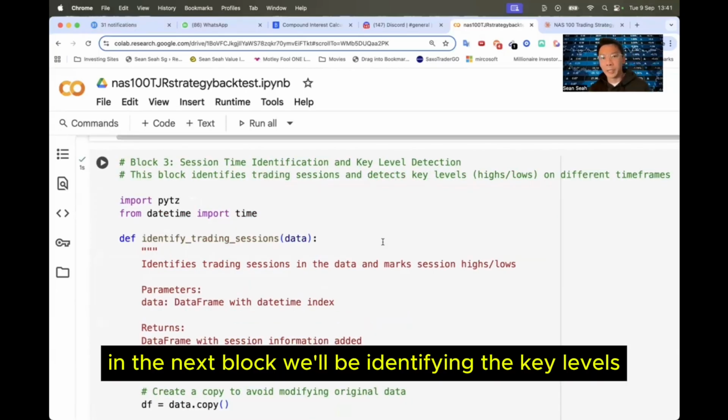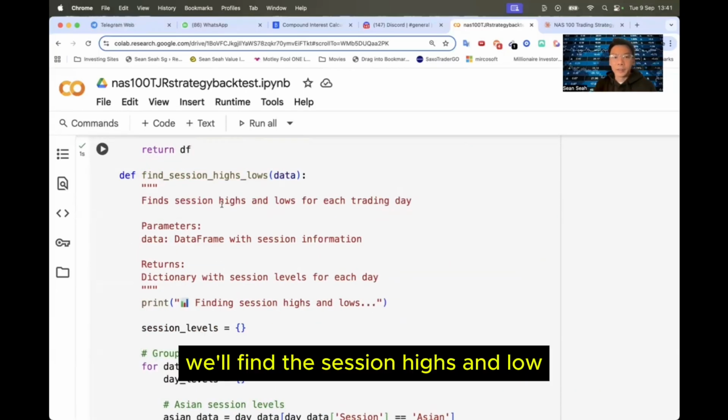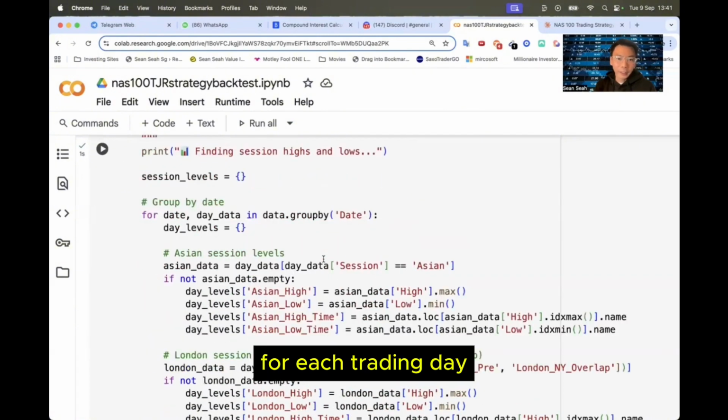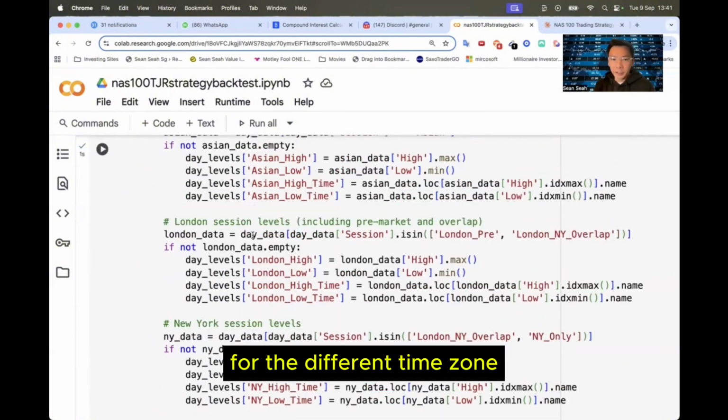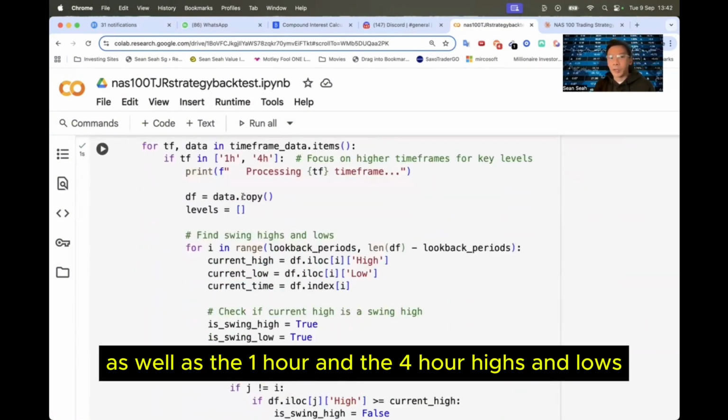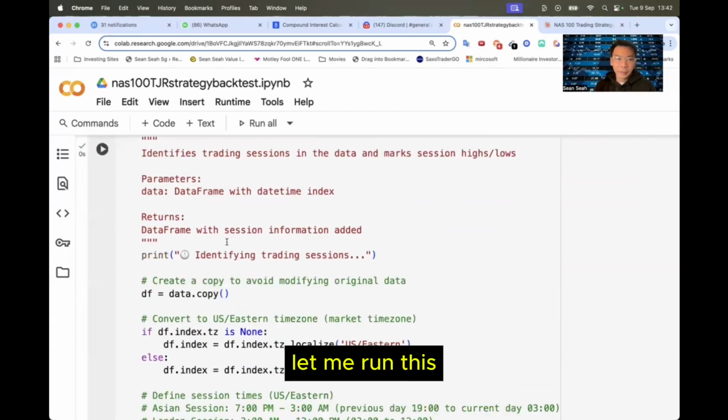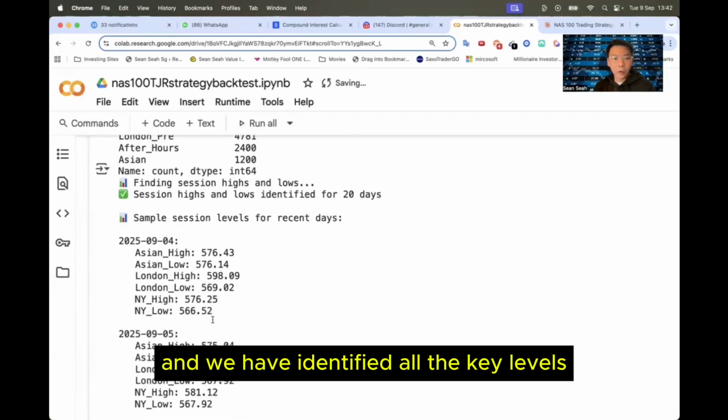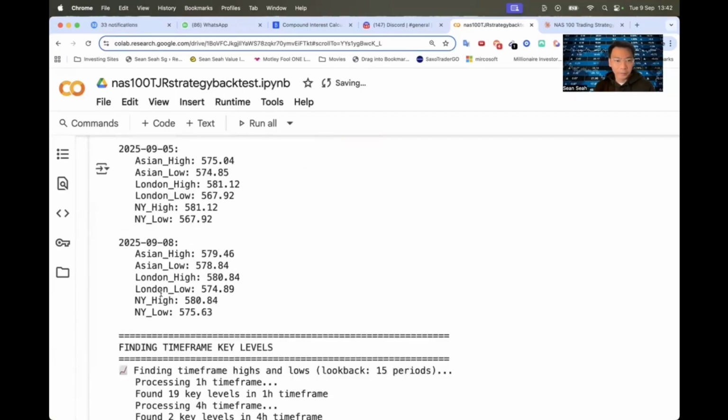In the next block, we'll be identifying the key levels. We'll find the session highs and lows for each trading day, for the different time zones, as well as the 1-hour and the 4-hour highs and lows. Let me run this. And we have identified all the key levels for the signal detection.